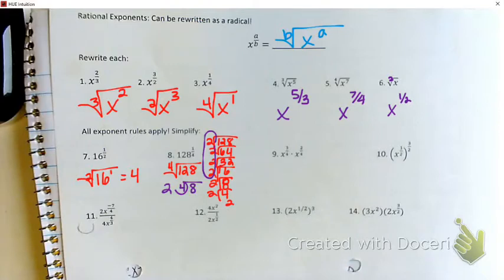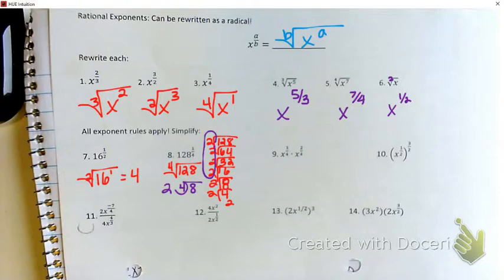Okay, so the rest of these problems, it's asking me to simplify. Okay, so what you have to do is you have to think about the rules of exponents that we've been doing. Whenever you're multiplying things together, you add the exponents. When you're raising things to powers, you multiply exponents. When you're dividing, you subtract exponents.